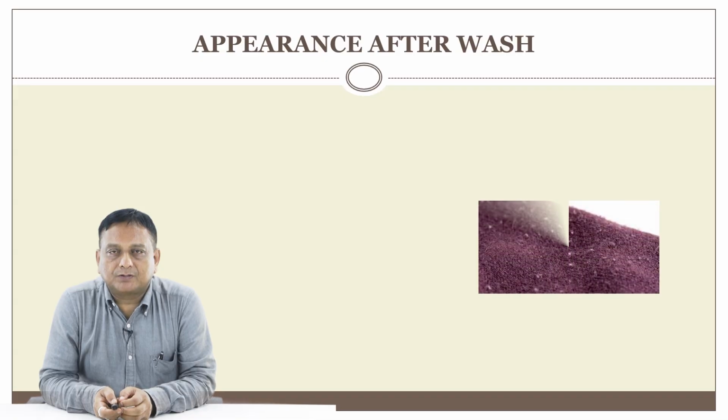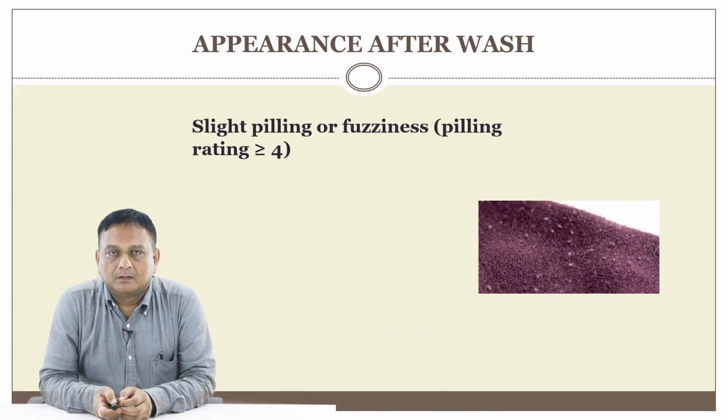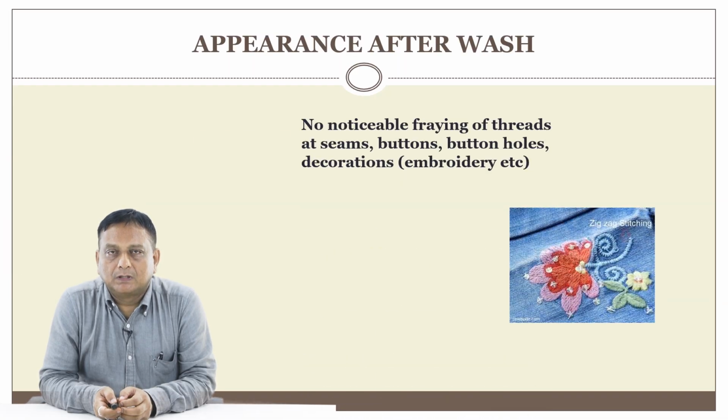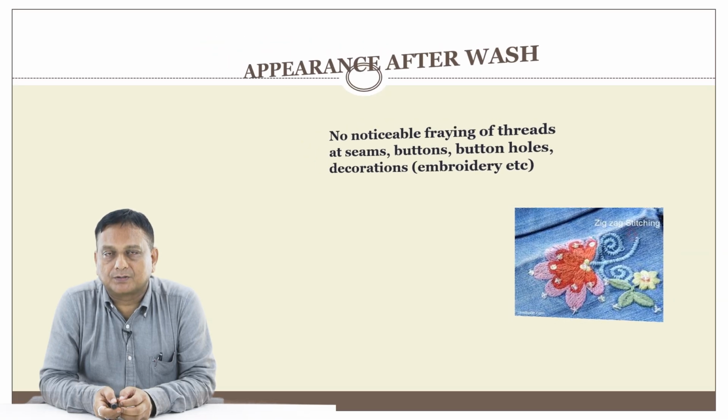Now, appearance after wash also talks about peeling. If there is slight peeling or fuzziness, then the peeling rating should be 4 or more. Now if it is 3 or 3.5, that indicates more peels are there, so that is not acceptable. This also talks about noticeable fraying of the threads, especially at the seams, buttons and buttonholes. So those kinds of things also need to be checked after wash.